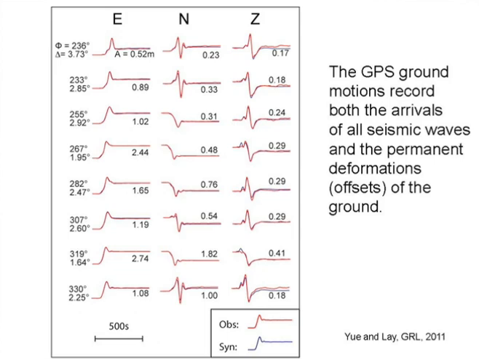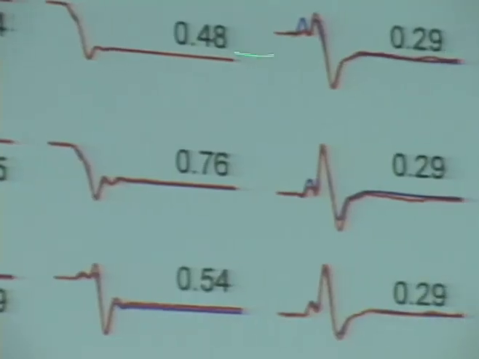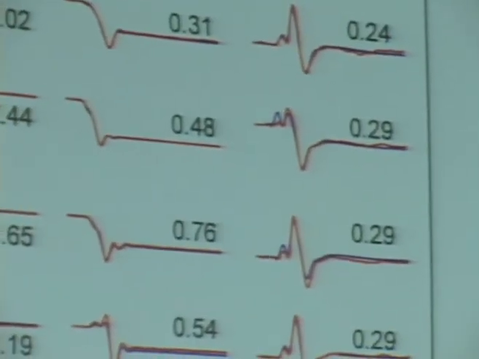Now we can model the GPS just like we would a seismic vibration, and that's what's done here. You're actually seeing comparisons of observed GPS in red and synthetics in blue, and they often fit so well that you can only see a single trace. There are a few minor discrepancies.